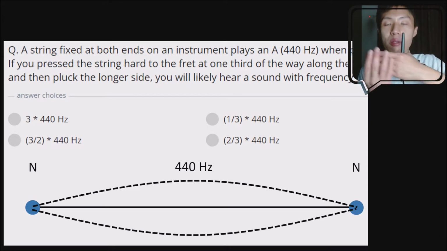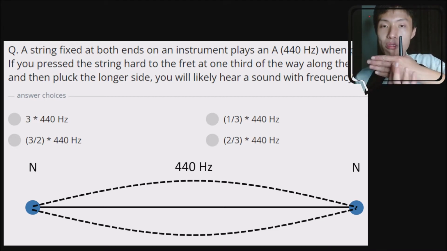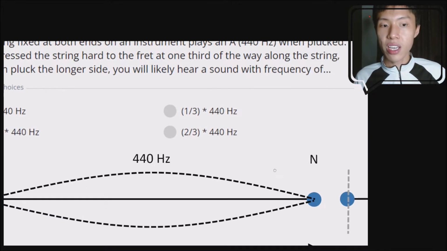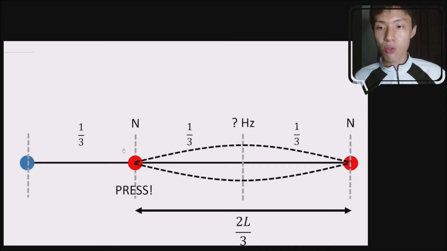Okay, so there's many lines, of course, so you see what length of string you want, then you press on it. When you press the string hard to the fret at 1/3 of the way along the string, that means that this is your string. You are pressing it at 1/3 away from one end. So you are splitting the string into 2 sections. One section is 1/3 of the total length. One section is 2/3 of the total length. You are pressing on this point over here.